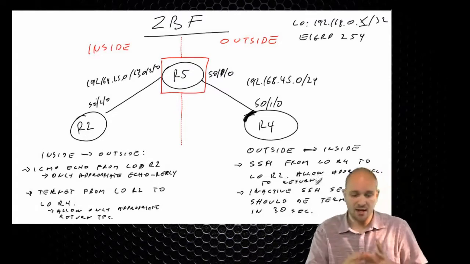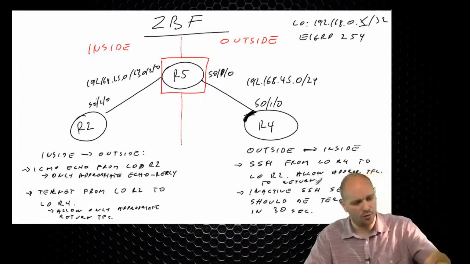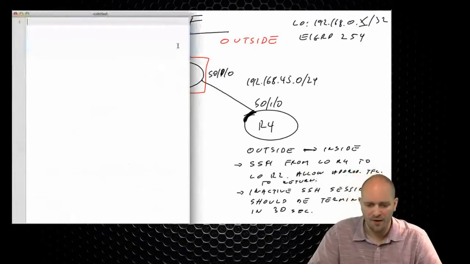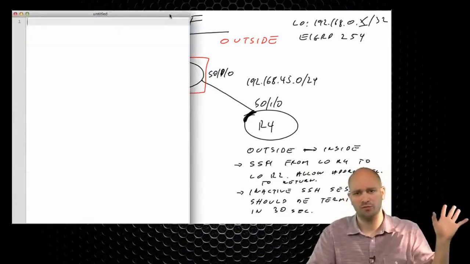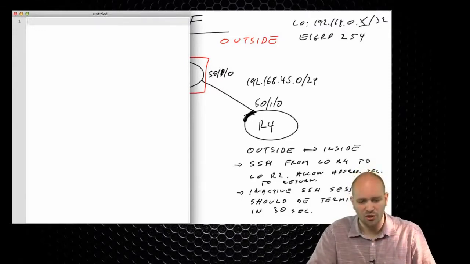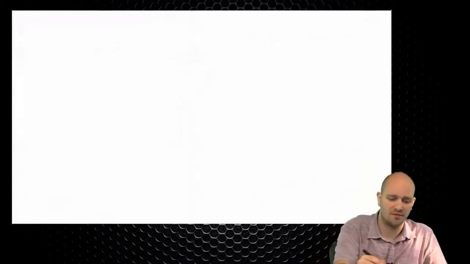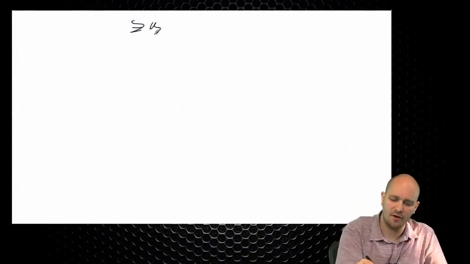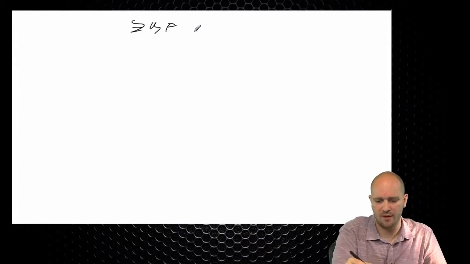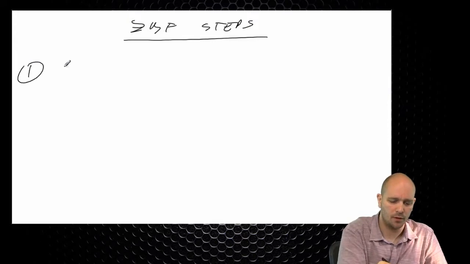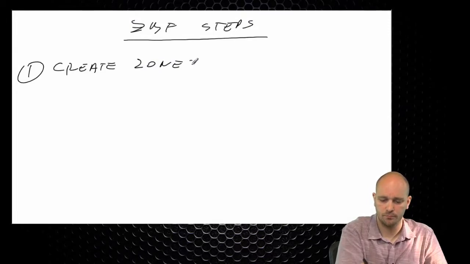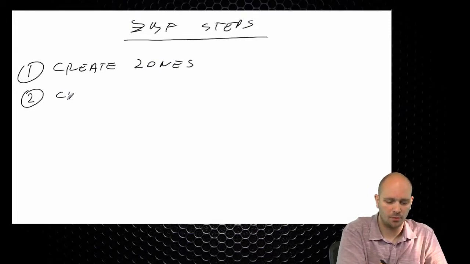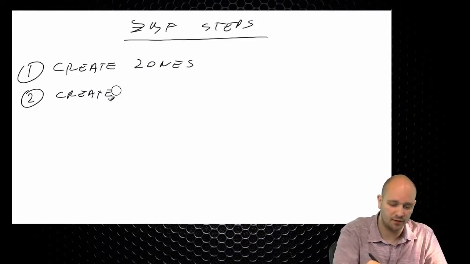So this is the task, and let's see how we can build it. Now, every time you're dealing with a zone-based firewall, the fair warning is that you are going to have a lot of typing to do. Now, what do you need to do? What are the steps of configuring the zone-based firewall? Well, this is a very simple cheat sheet. So, zone-based firewall steps. Number 1, create zones. Number 2, define the traffic.